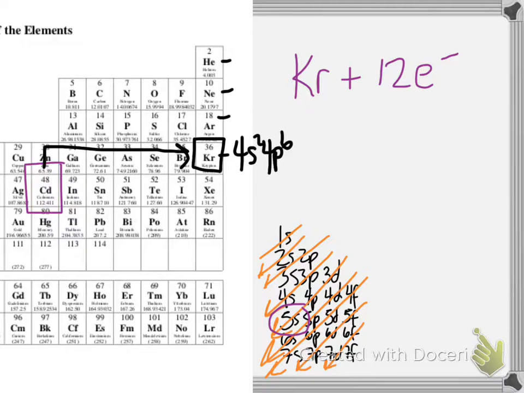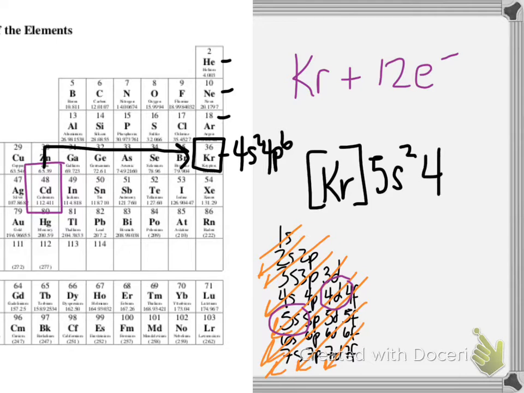Okay. So, krypton. Well, I get 2 there, 5s2. And what fills after 5s2? 4d. And so 4d is going to get me the remaining 10 that I need. Does that make sense? Okay, I'm going to turn you loose to practice.